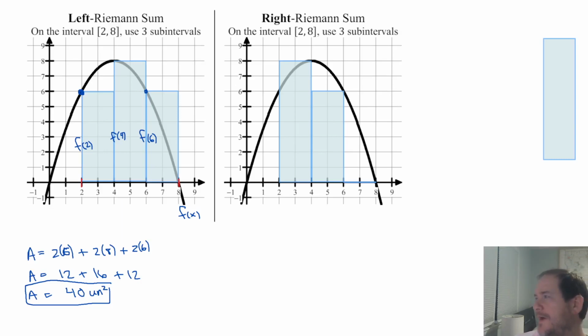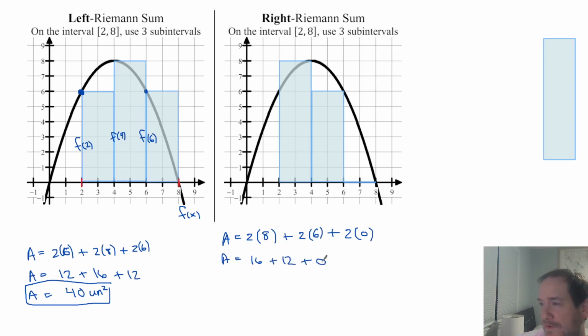But now to find that area, there's technically 3 rectangles here, so I'll show the work for all 3. The first one has a base of 2. They all have a base of 2. But the height this time is given by f of 4, which is 8. Now the second one has a base of 2 and a height that's given by the function value at 6, which happens to be 6. And then the next one has a base of 2 and its height is the value of the function at 8, which just so happens to be 0. So in terms of areas, we have a 16 plus a 12 plus a 0. So that's giving me a total area of 28.